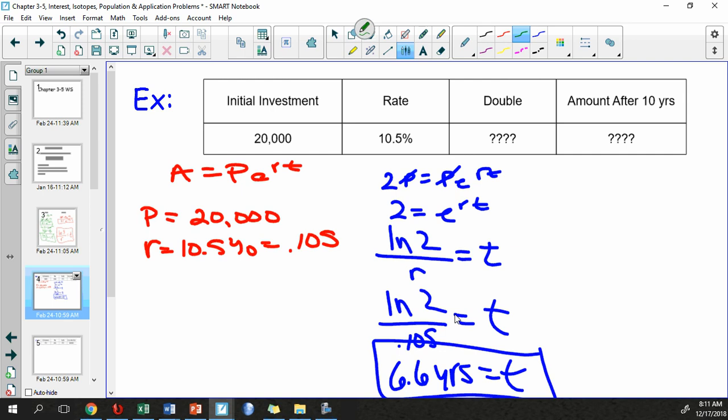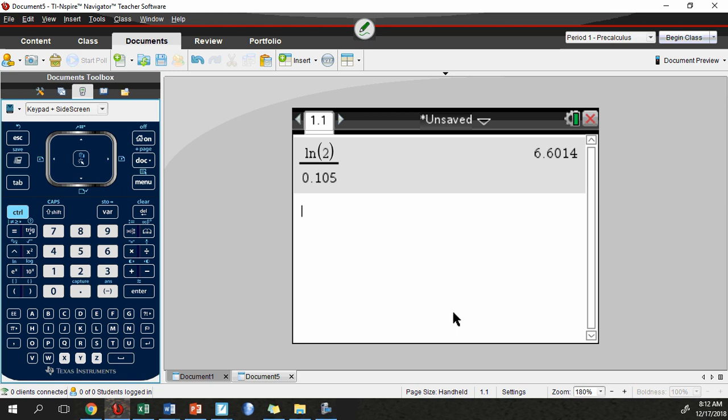The amount after 10 years. Well, you're just going to use Pert, but I know it's going to be $20,000 e to the 0.105, and I'm going to put a 10 there. Yes? Did we get that? Okay, so if I come back over here to my lovely calculator, $20,000 e to the 0.105 times 10.